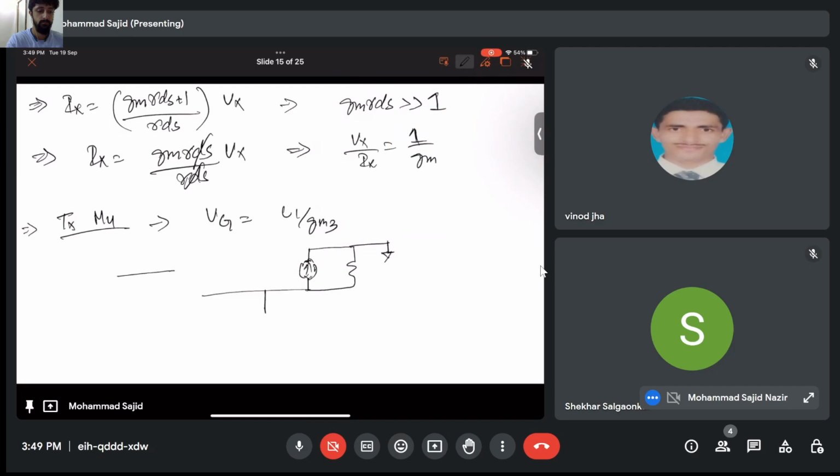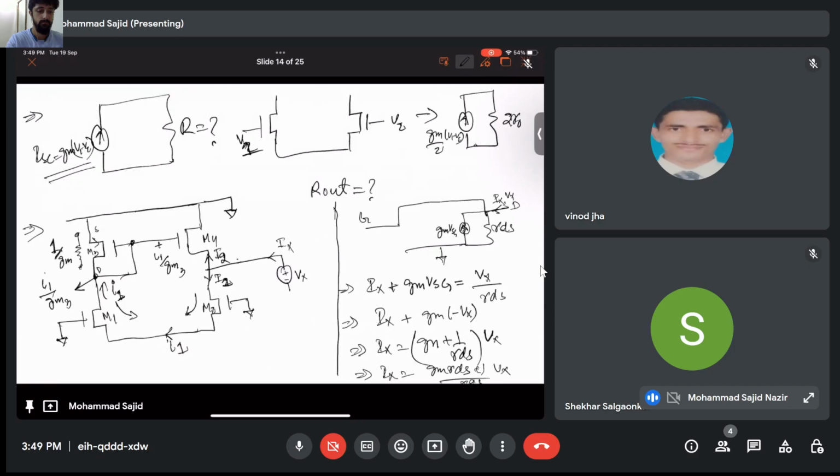Okay. So this has a potential of I1 by GM3. So let's call this I2 dash. And I2 dash here is GM4 times I1 by GM3. And if GM3 is equivalent to GM4, this means I2 dash is I1.